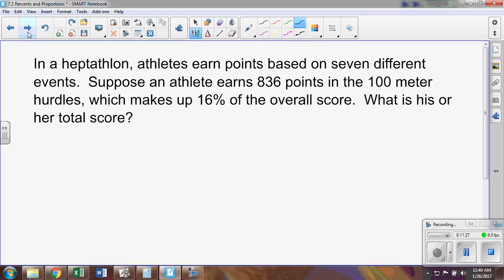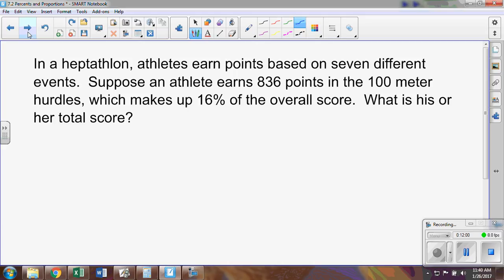They're not written that way. Now, if you can read through the problem and rewrite the problem to recognize that format, that's a valid strategy. You can do it that way. For this particular problem, we're saying in a heptathlon, athletes earn points based on 7 different events. Well, let's suppose that an athlete earns 836 points in the 100-meter hurdles, which makes up 16% of the overall score. What is his or her total score?